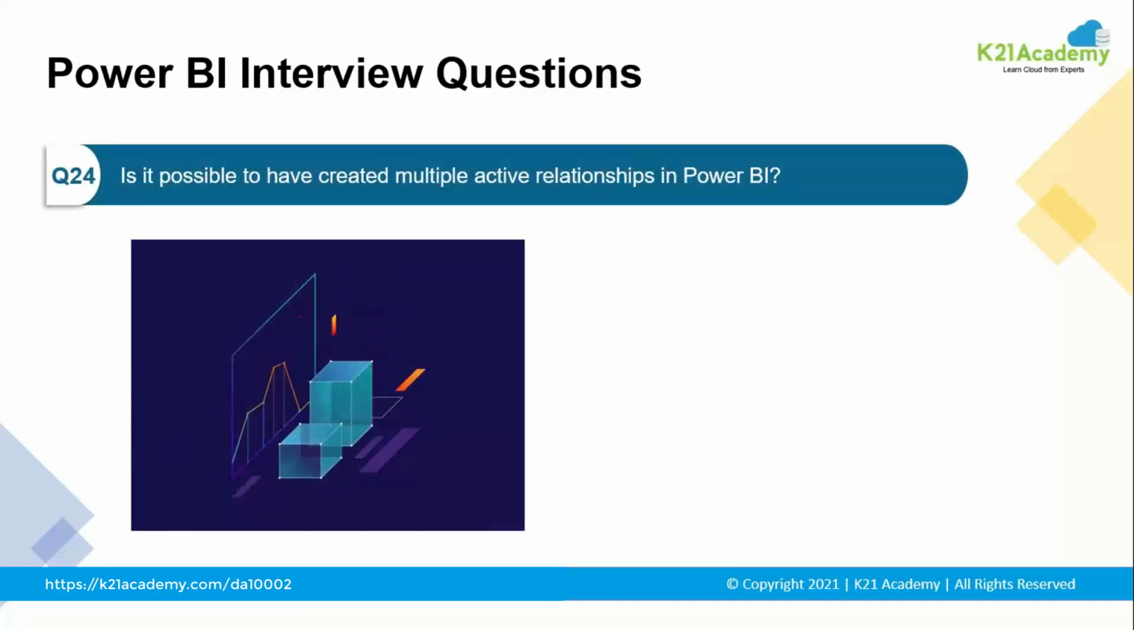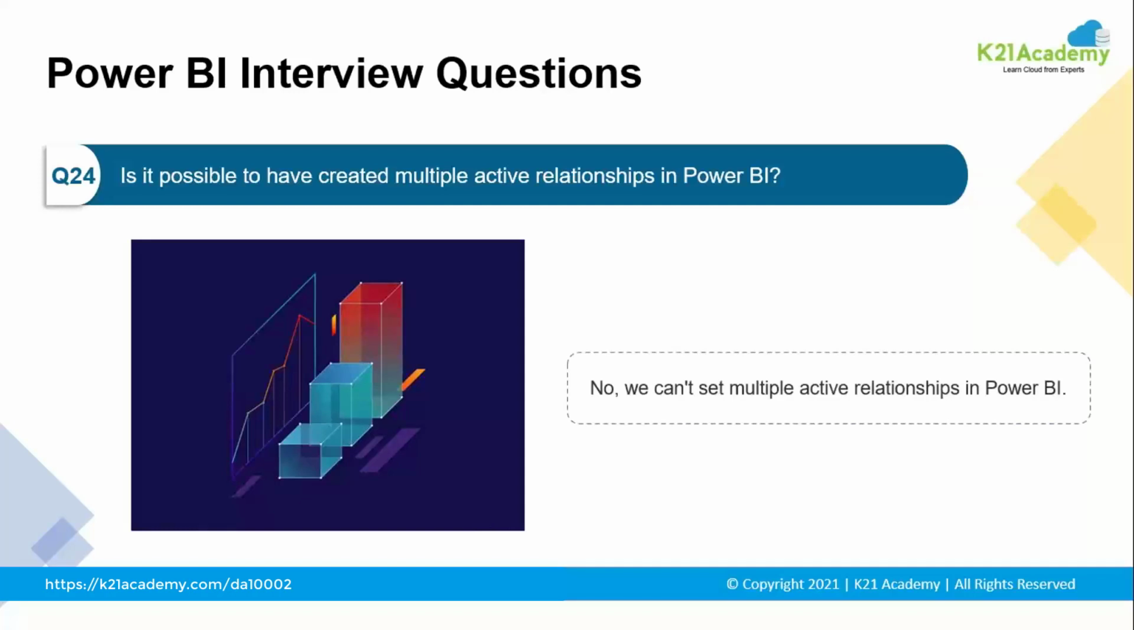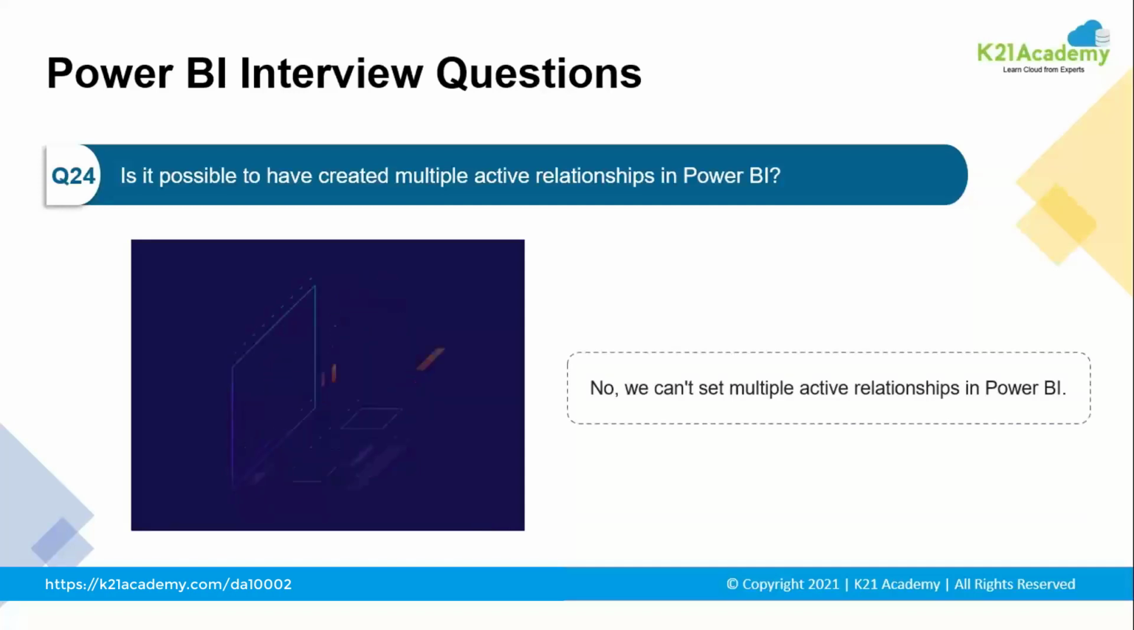Then this is a kind of interesting question. Is it possible to have multiple active relationships in Power BI? What this question means is, when you have a desktop dashboard, you'll have multiple graphs present inside it, and each of these graphs are interrelated. But the question here is, is it possible for you to have multiple active relationships? The answer for this is pretty simple. We cannot have multiple relationships in a single dashboard or a single report.